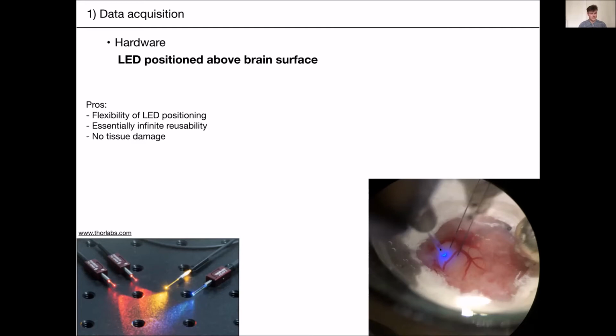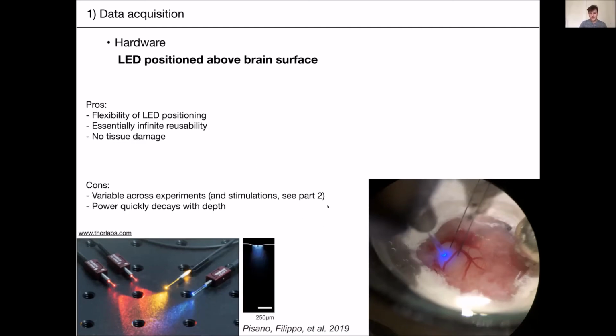So the interest of this LED tip is that it's very flexible. It's on another manipulator, so depending on where your first probe is, depending on which brain region you want to hit, you can position it anywhere above your craniotomy, and it's essentially infinitely reusable. It never breaks. One time I even hit it with my hand, and the LED didn't break. So it's really not like a Neuropixels probe. And importantly, you don't insert anything else but the probe in the brain, so there's no tissue damage in this case. But there are some cons to this technique, which is, first of all, that it's variable across experiments. The illumination of the LED with respect to the probe will be a bit different depending on your mouse.